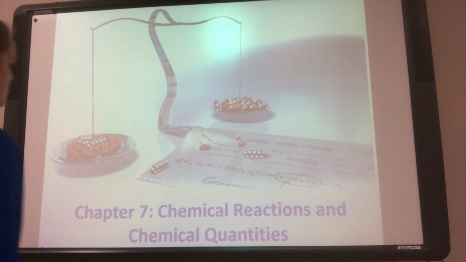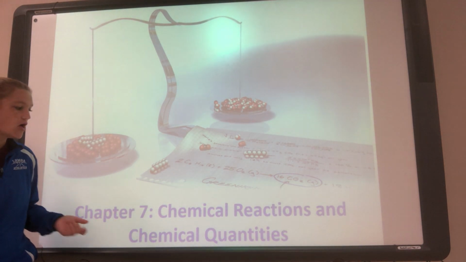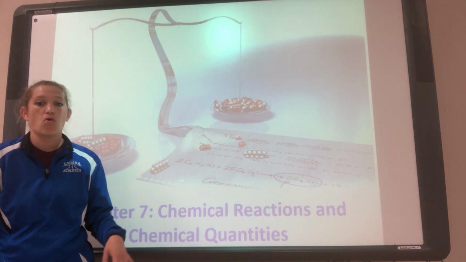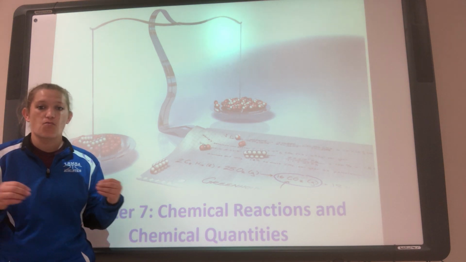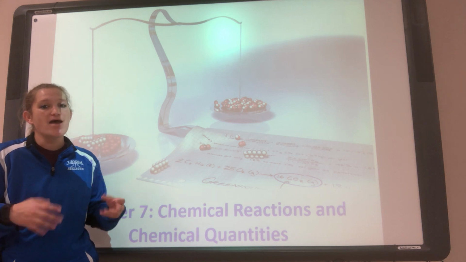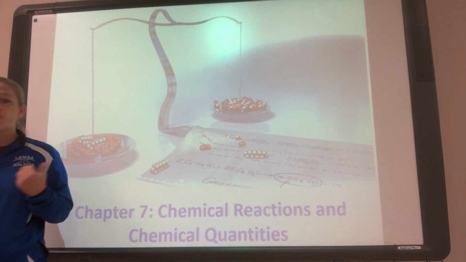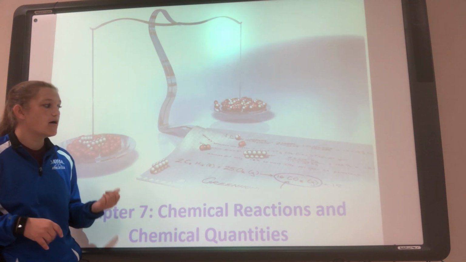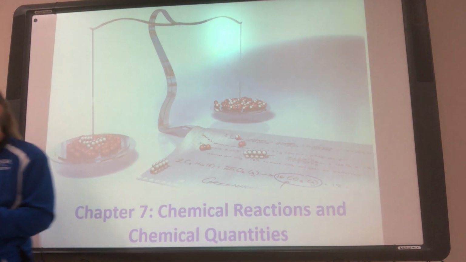So we're going to start in chapter 7 today. Chapter 7 is on chemical reactions and chemical quantities. Now we're going to start learning how to write a reaction, and then how we figure out how much I'm going to make from a reaction. Before we talk about that, let's talk about some chemical and physical properties and changes.